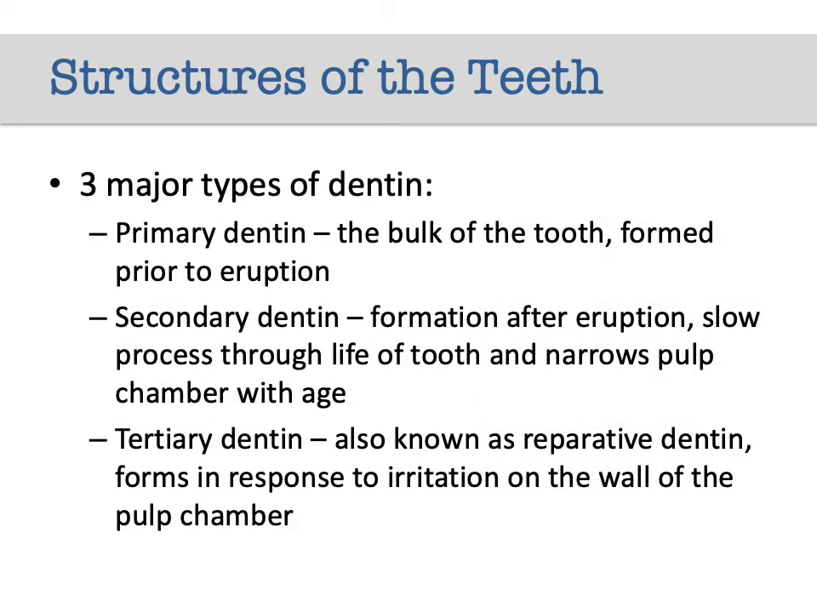There are three major types of dentin: primary, secondary, and tertiary dentin. Primary dentin makes up the bulk of the tooth, and it is formed before the tooth erupts. Secondary dentin is formed after eruption. It is a slow process throughout the life of the tooth, and it narrows the pulp chamber with age. So it actually kind of fills in that pulp chamber as people age.